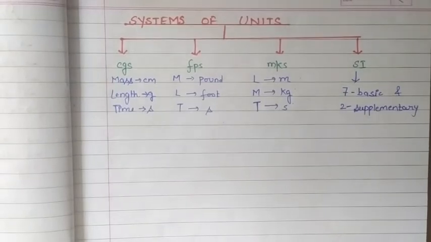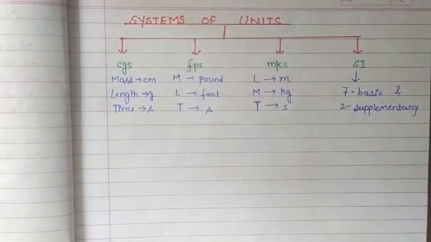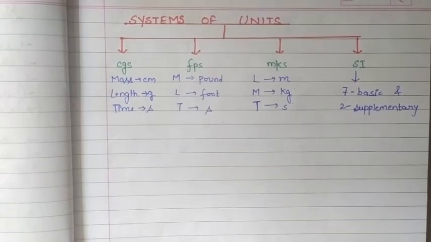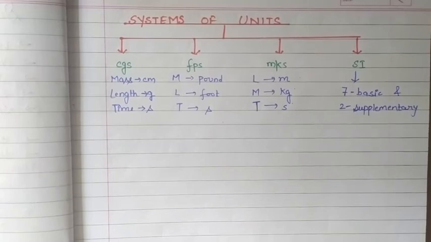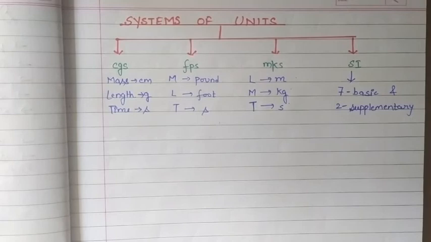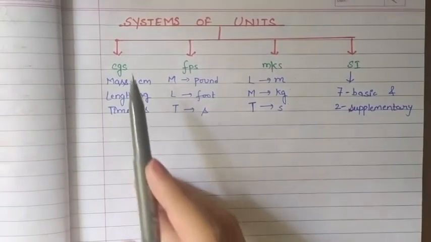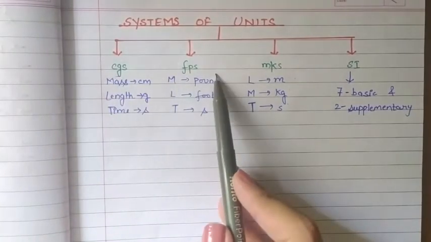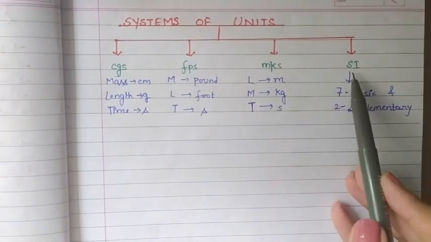Hello students. In the previous video we have studied about system of units, and we defined it as a complete set of units which is used to measure all kinds of fundamental and derived quantities. And the commonly used system of units we have studied are as follows. These were CGS, FPS, MKS and SI system.